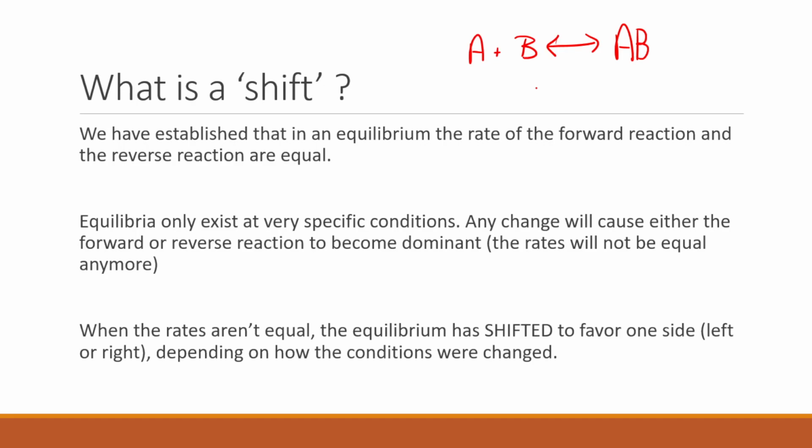The idea of a shift is it's a little push causing one side to speed up, one side to move faster than the other, or to slow down one side, and allow the equilibrium to rebalance itself, to regain that composure, to make those rates of forward and reverse equal again. Let's look at this through some examples.